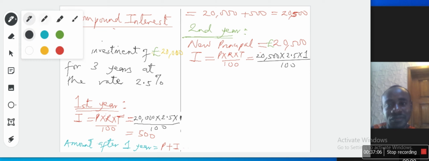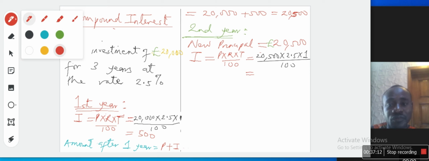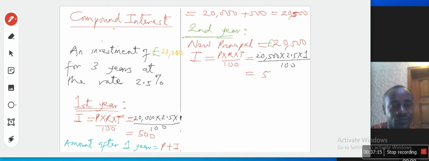So give me a decimal. 512.5. Can you give it to me in 5 significant figures? There's only 4. Maybe your calculator is set to 4 significant figures. So 512.5, right? So this is the new interest after the second year.